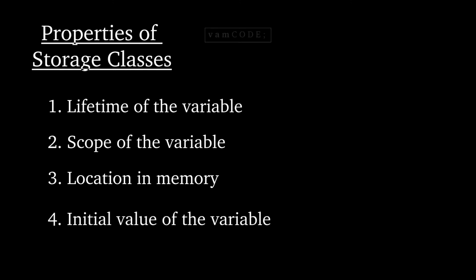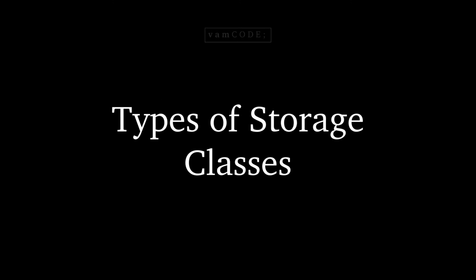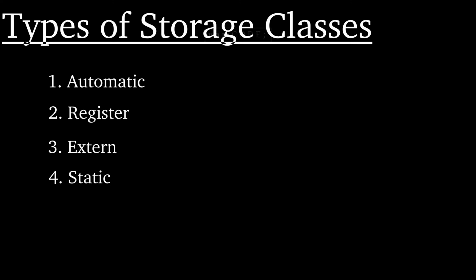Finally, it also tells us about the initial value of the variable. This is the value the variable has when it is not initialized. There are four types of storage classes in C: automatic, register, extern, and static. In this video, we'll be discussing the automatic storage class.